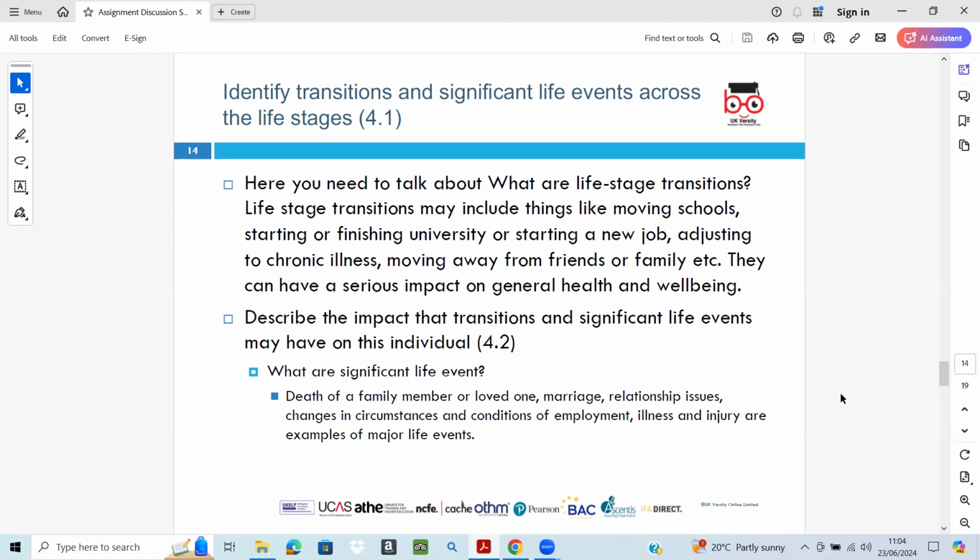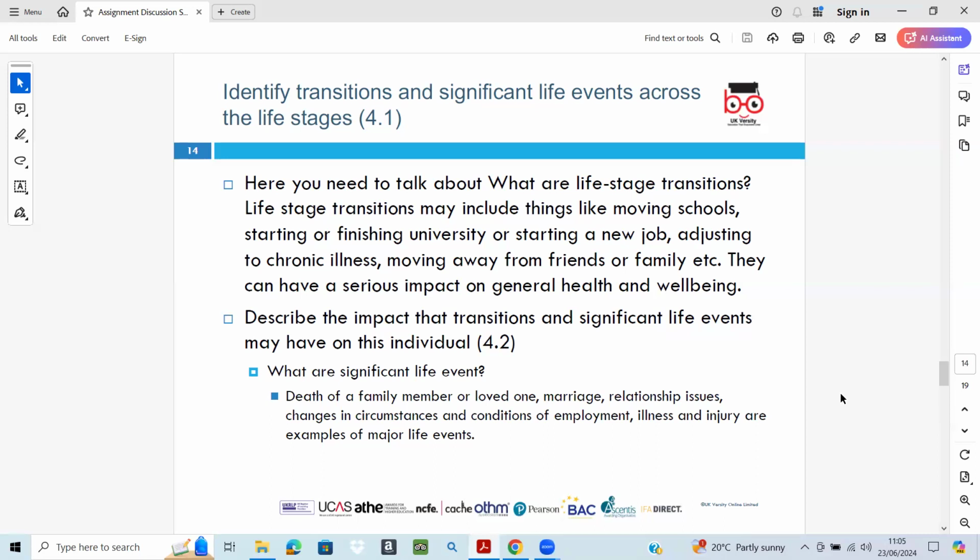There could be marriage or relationship issues. It could affect one's personal relationships and emotional stability. There could be changes in employment status or conditions, such as job loss or career advancement.